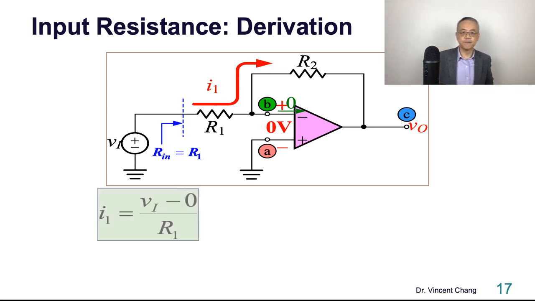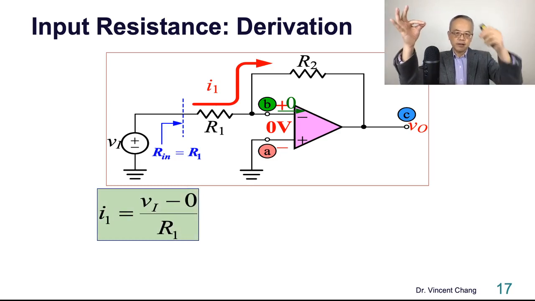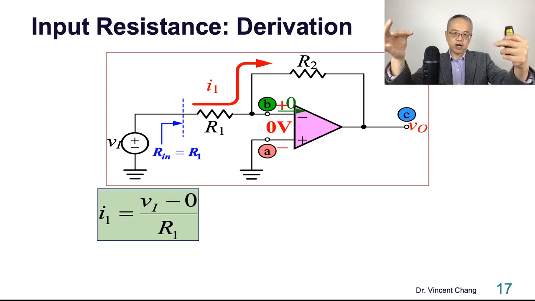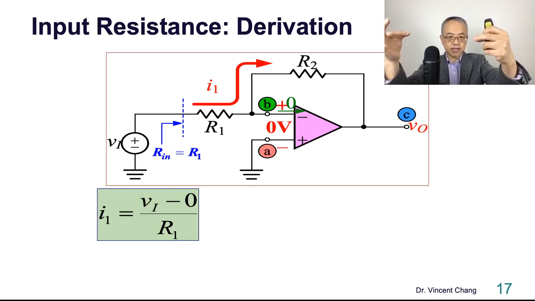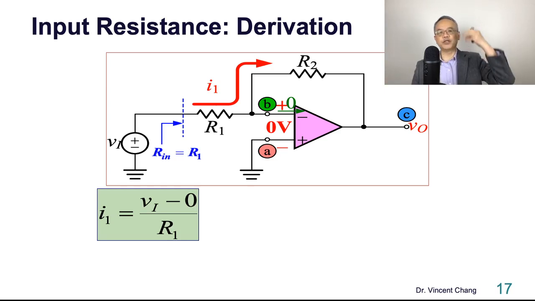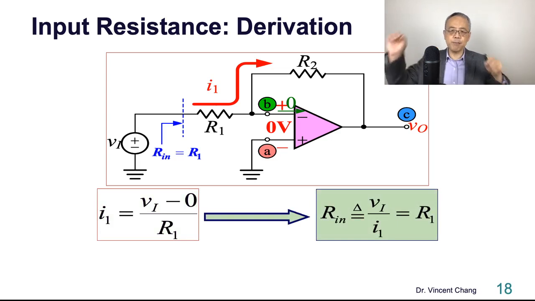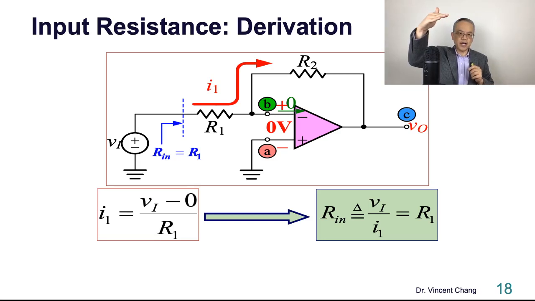So I still encourage you to use the second approach, which is derivation, based on Kirchhoff's voltage law. So VI equals what? The first drop is I1 times R1. The second drop is a virtual short, right? So VI equals I1 times R1 plus the virtual short. In other words, I1 equals Vi minus 0 divided by R1. And the definition of the input resistance is the input voltage divided by the input current. So Vi divided by I1 equals R1.